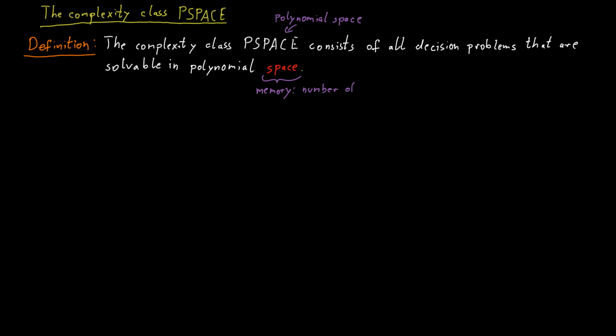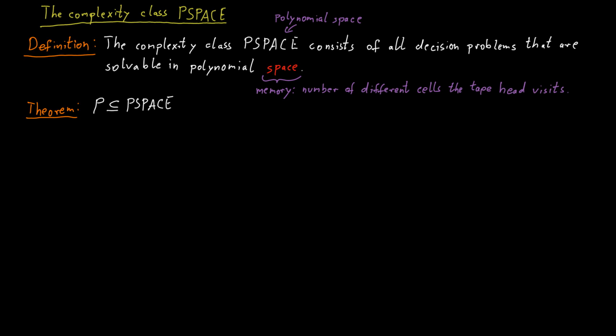Formally, for a Turing machine, the amount of memory the Turing machine uses in its computation is the number of cells that the tape of the Turing machine visits during the computation. An easy observation is that the complexity class P is contained in the complexity class PSPACE.